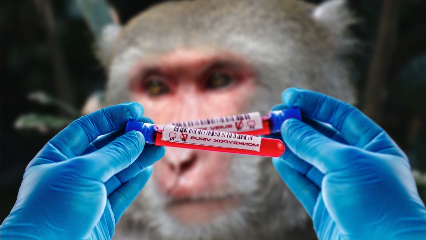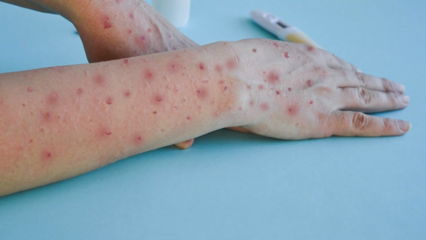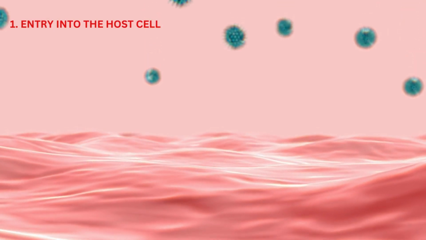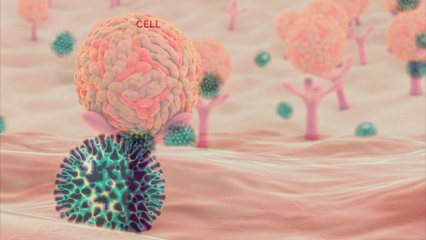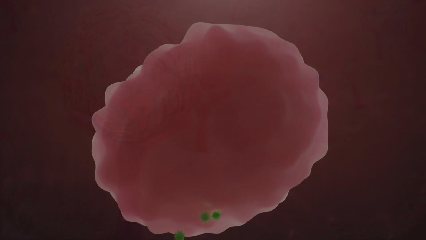The monkeypox virus is a member of the Orthopoxvirus genus. Let's look at how the monkeypox virus enters a host cell. 1. Entry into the host cell, human or animal cell. The virus attaches to the cell membrane using specific proteins that recognize and bind to receptors on the cell surface.